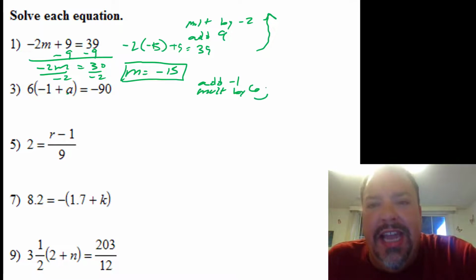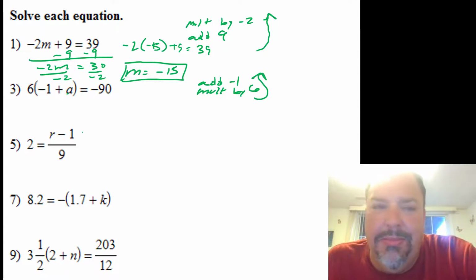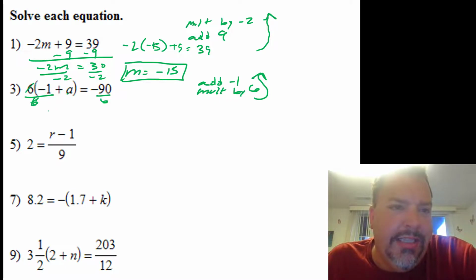So if we take these steps and we go backwards, doing the opposite, we still should be able to get the A by itself. So watch this. Instead of distributing, I'm just going to solve this by dividing both sides by 6. If I divide these by 6, this 6 and this 6 would cancel out. I've got negative 1 plus A. And then over here, that comes out to negative 15.